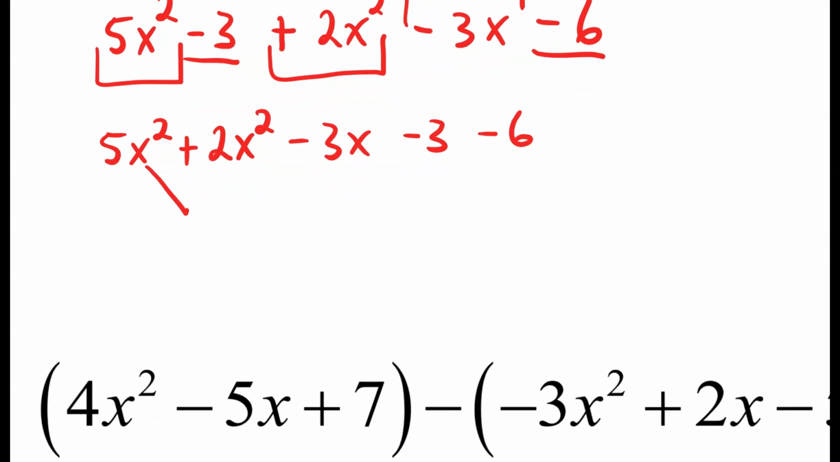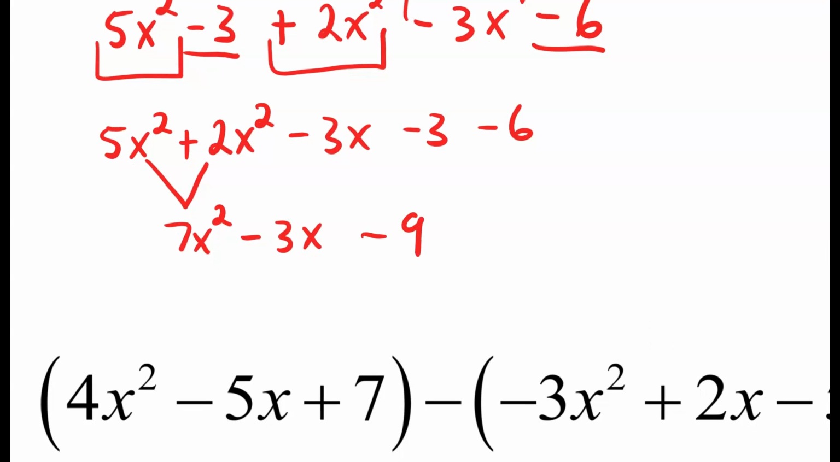Now I would solve for this part here for the x squareds. So 5x squared plus 2x squared gets me 7x squared. There's no other x, so I'm going to just write down the -3x. And I have -3 and -6, which gives me -9. And that would be your simplified version of this question.